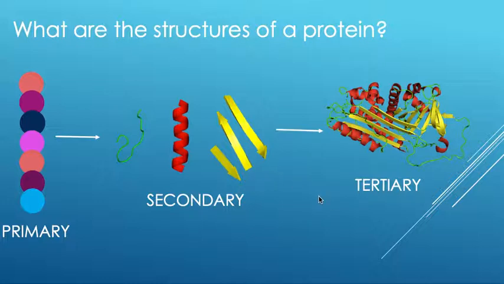And finally, all of these structures combine to form the tertiary structure of a protein. And this is the complex 3D structure of the entire protein put together. And this is the structure of antithrombin here. It looks pretty complicated, doesn't it?